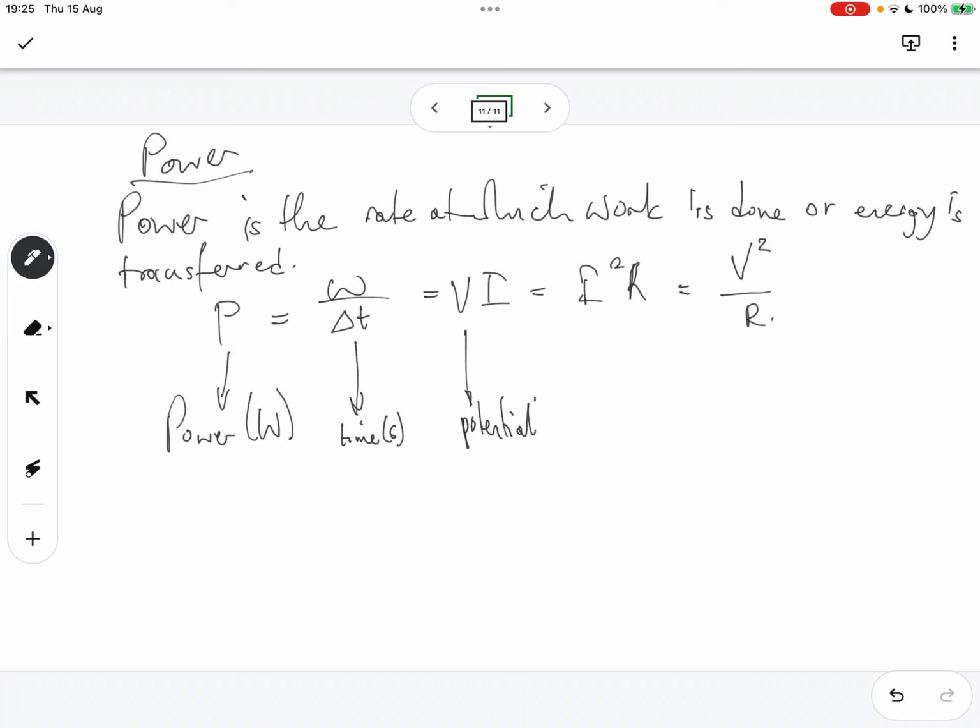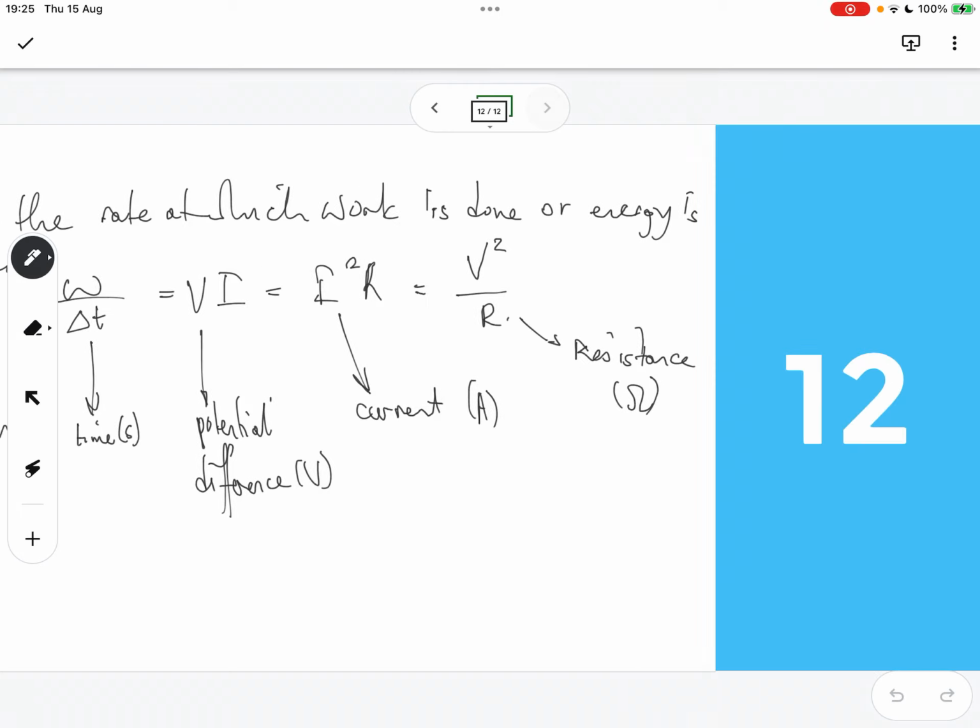This is potential difference in volts. This here is current in amperes, and here we've got resistance in ohms. Yep.